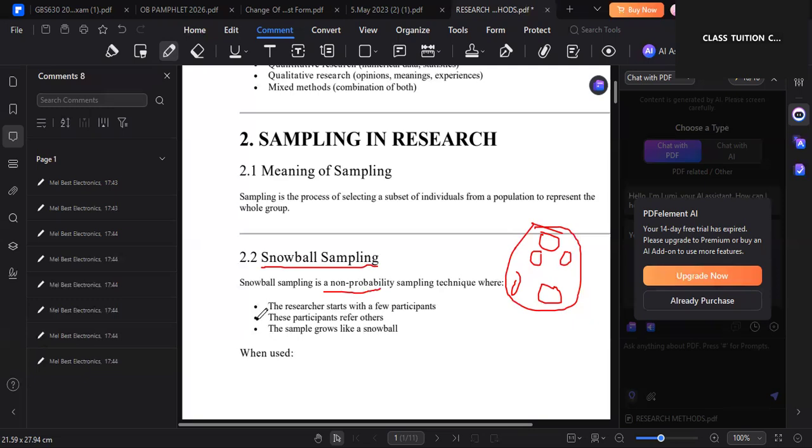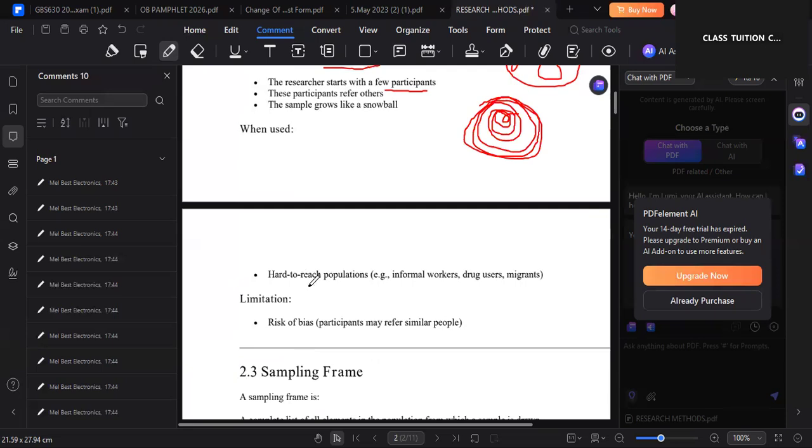Snowball is a technique where the researcher starts with a few participants, as if you're doing an investigation. Then it swells into a big pool of data, like a snow grows. It keeps collecting information. These few participants will refer to others, and the sample will grow like a snowball. So when is snowball sampling used? When the population is hard to reach, for instance, informal workers, drug users, immigrants. The limitation is that there's risk of bias because participants may refer to familiar people only.